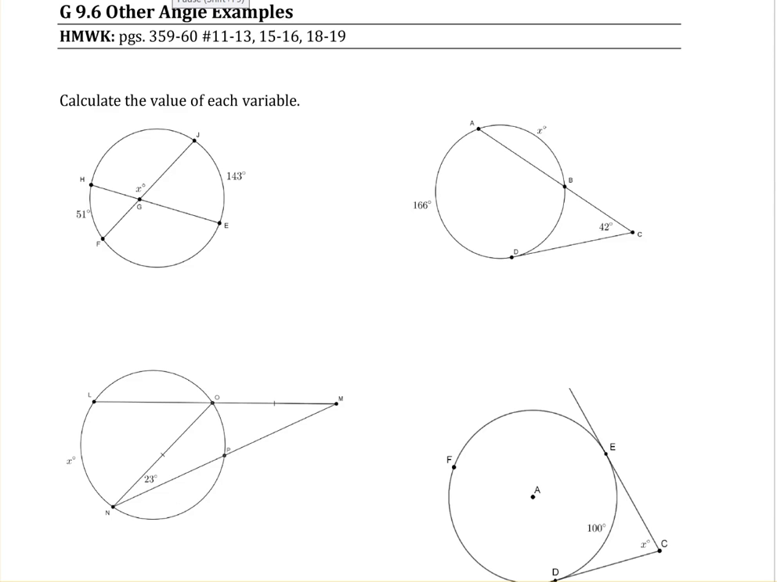So here are a few example problems for 9.6. Hopefully you've tried them already, and these are going to be the solutions. So for this first one here, we have x, which is located right here. That's our angle x.